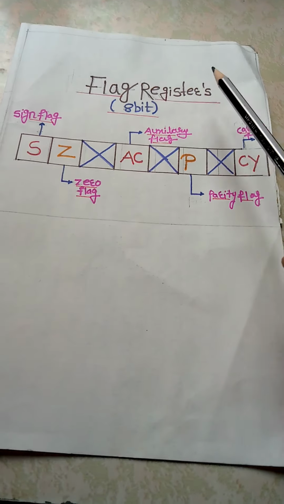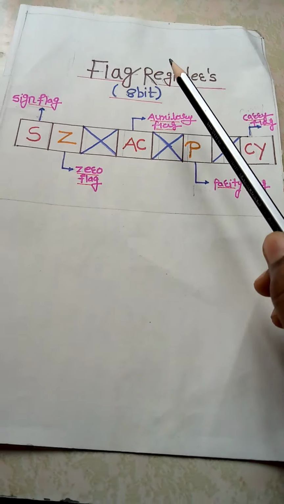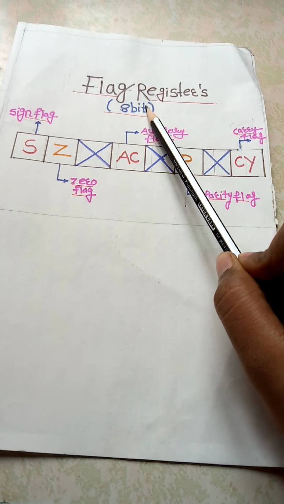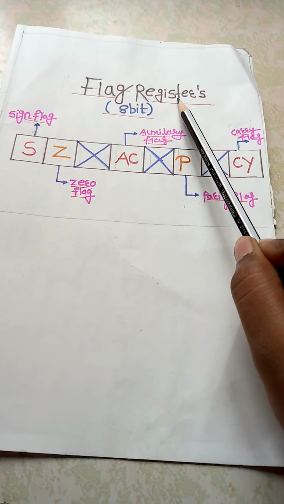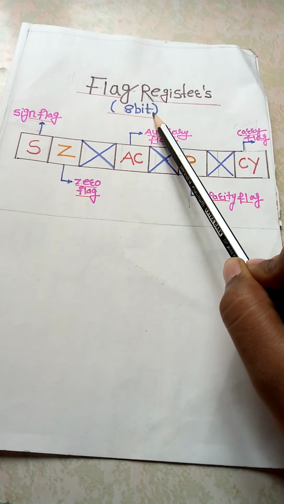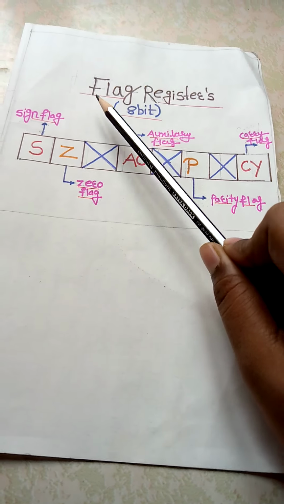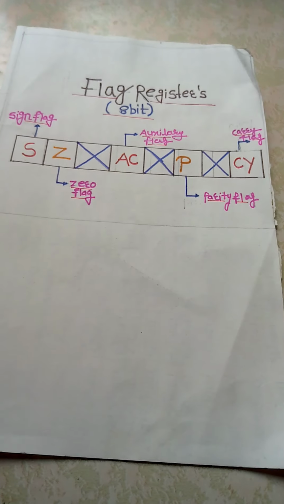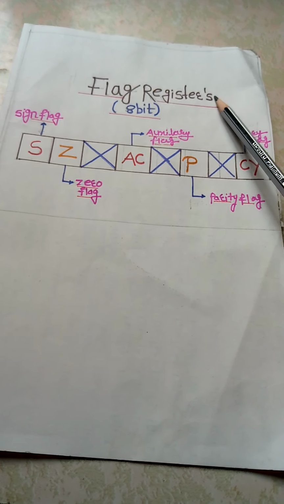First of all, about flag registers. Flag is one of the types of register and it is 8-bit. What is the operation of your flag register? The operation of this flag register is to check the current status of your operation. This can be determined with the help of this flag register.